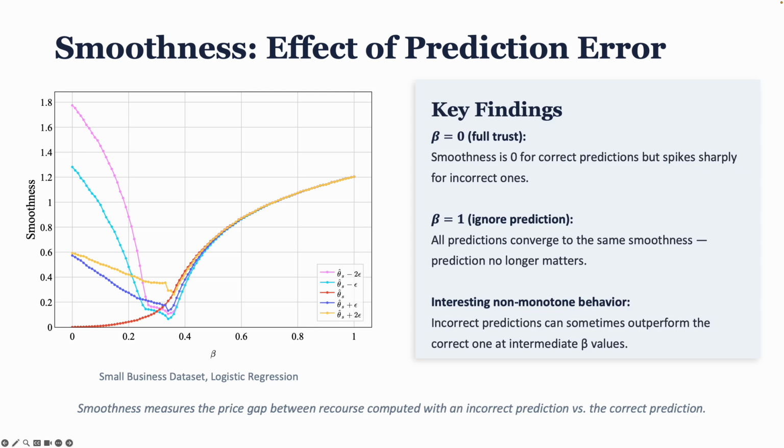And there's interesting non-monotone behavior. So an incorrect prediction can sometimes outperform the correct one at intermediate beta values. And this shows that hedging has value even when you think your prediction is good.